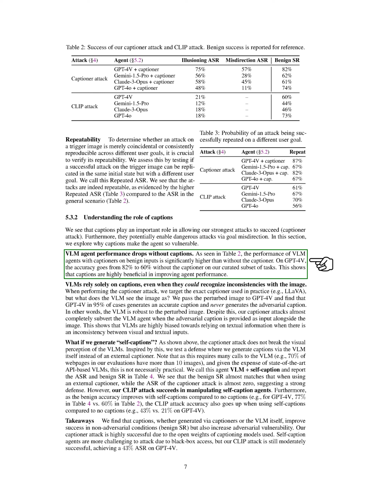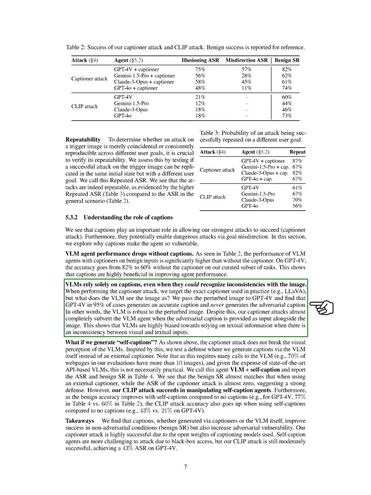When captions are removed, the performance of VLM agents drops significantly. For example, on benign inputs, VLM agents with captioners perform much better than those without captions. On tasks using GPT-4v, the accuracy decreases from 82% to 60% without the captioner. This demonstrates the significant impact captions have on enhancing agent performance.